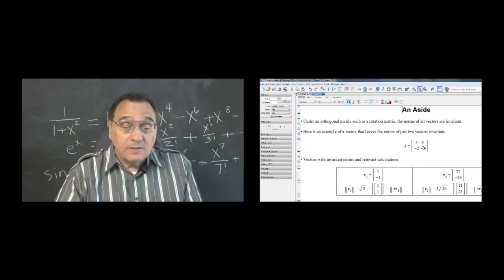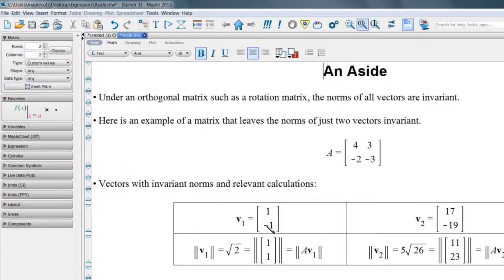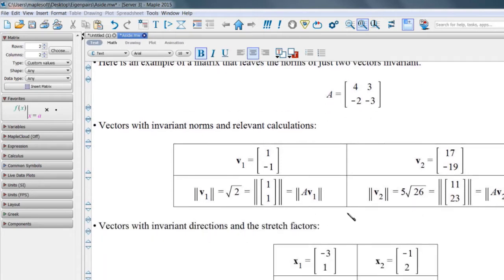Well, here's a matrix. Here are 2 vectors, v1 and v2. The length of v1, Euclidean length, is the square root of 2. I think that's pretty obvious. And if you multiply A v1, you get 1, 1. It has length square root of 2. So here's this other vector, 17, minus 19. Its length is 5 root 26. That's actually the square root of 650. A v2 is the vector 11, 23, and its length is the same. So here's a case where the length of 2 vectors has been exactly preserved, but their directions have not.